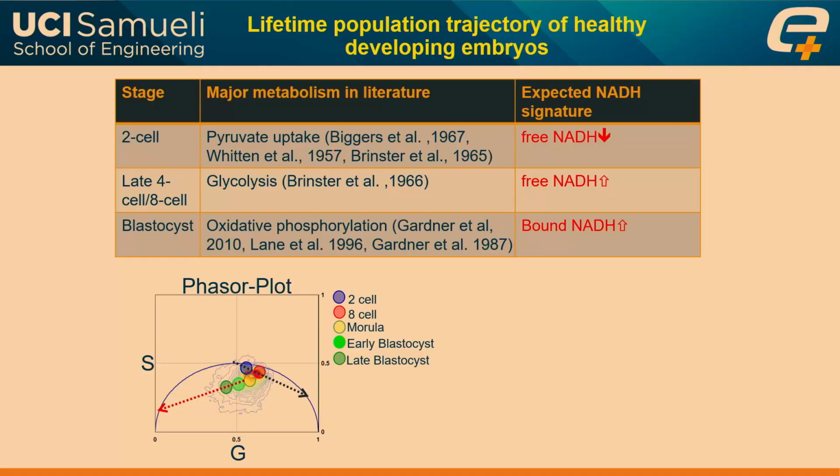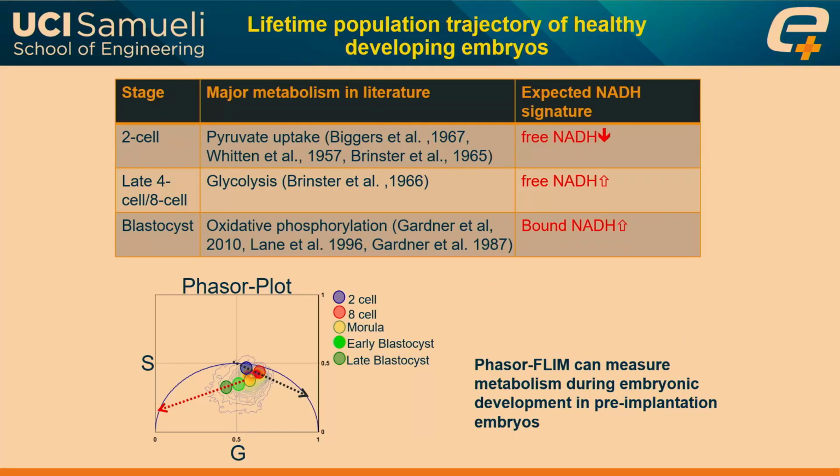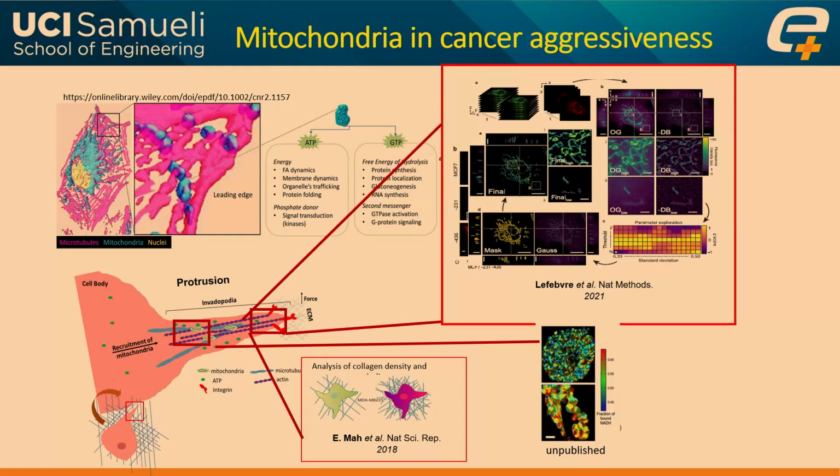And so what we see here is that the free NADH fractional contribution should go down due to pyruvate uptake. So we see a shortening of the lifetime. And the free NADH will go up, so the lifetime gets longer, and we have those switches, as you see in that region. So the lifetime goes from long to short to long. And what's really nice about this is that phasor FLIM can measure metabolic changes during embryo development in pre-implantation embryos. And so you can start to understand that this could be a very valuable resource for IVF clinics.